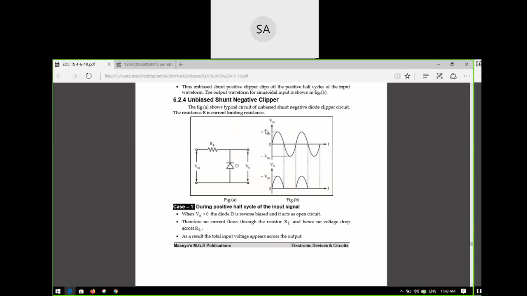Reverse, sir. Open switch, sir. Open circuit. Very good. It is like an off switch. Off switch means it is open. So open means what is the output voltage?